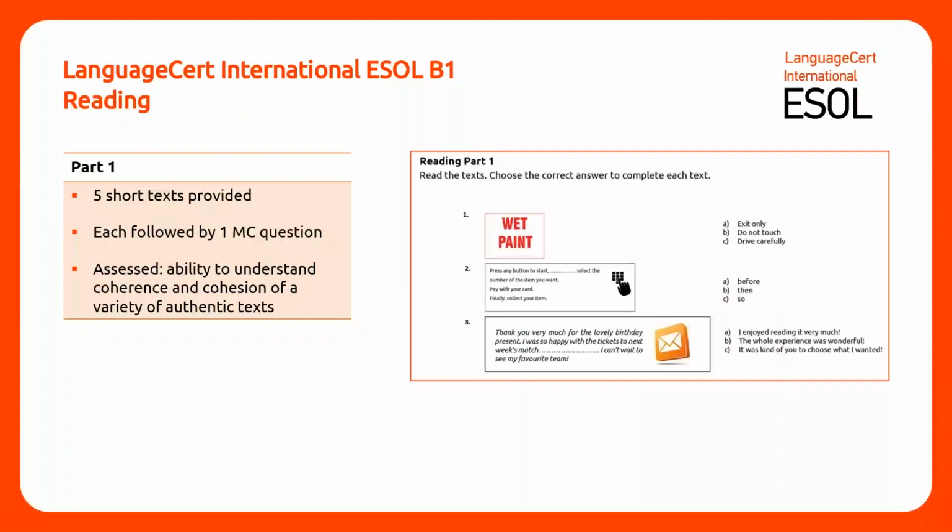Focusing on the B1 level exam first, Part 1 consists of 5 short texts, each followed by 1 multiple choice question. This part aims to assess the candidate's ability to understand the coherence and cohesion of a variety of authentic texts.